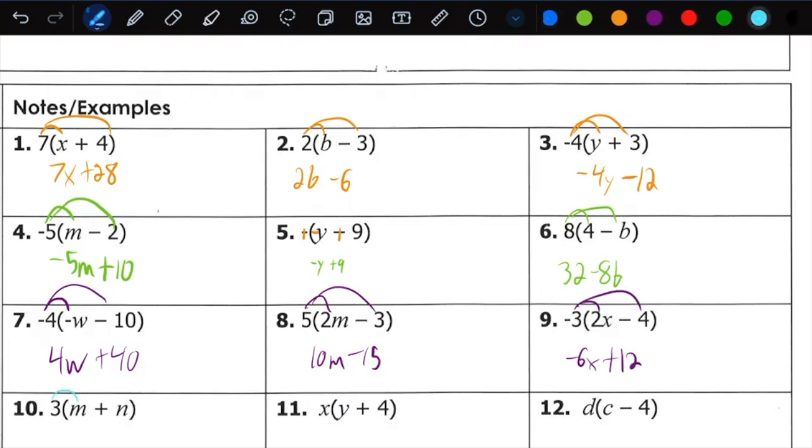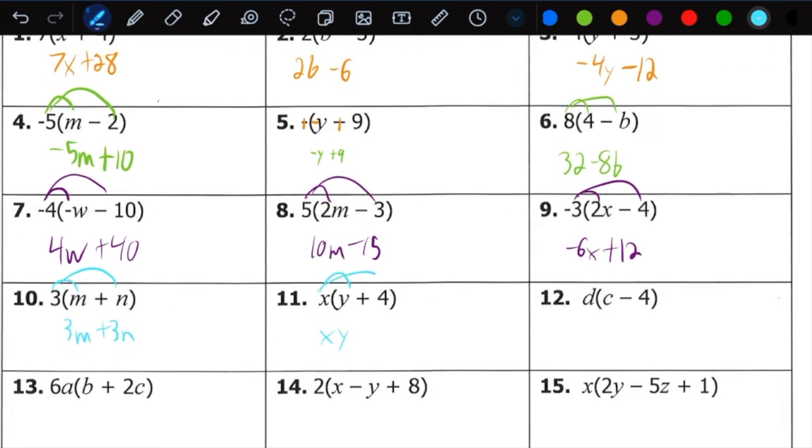On number 10, distributing 3 gives me 3m plus 3n. On number 11, x times y is xy. If you wrote yx, that's okay. We typically write them in alphabetical order, so the x would come first, but if you write yx, I'm not going to be a stickler about that right now. x times 4 is 4x. We do want to write the number before the variable though, so be careful on that.